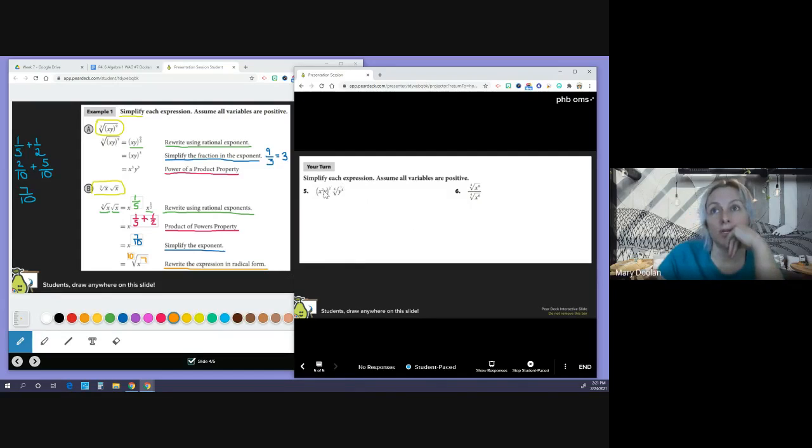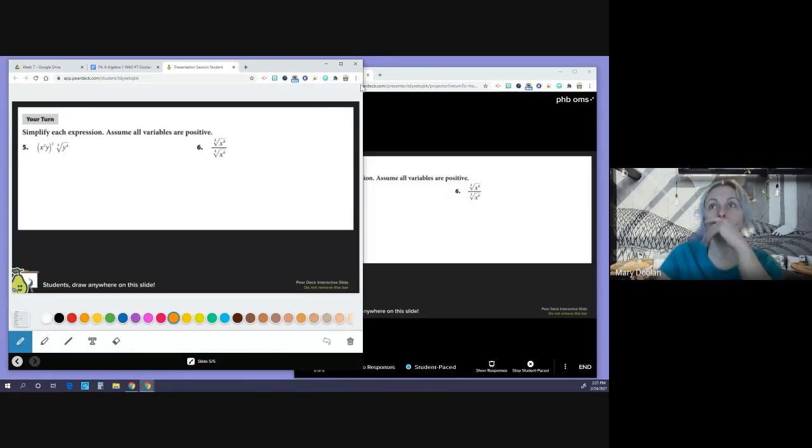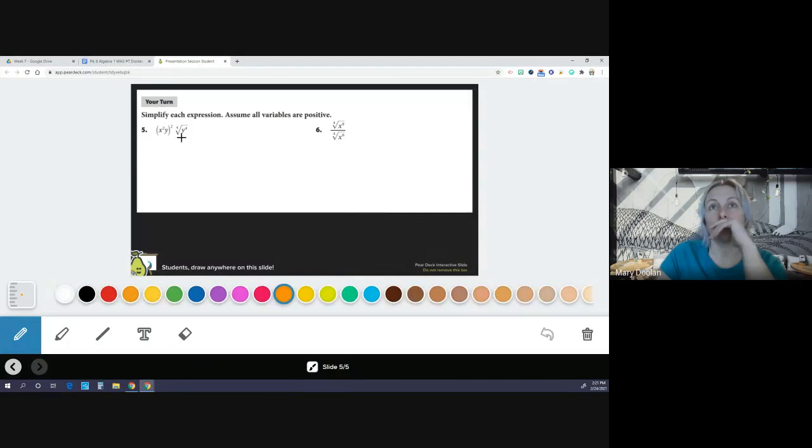And so when you're trying to simplify one of these, you know, what did we do first over here on slide 4? Both times, the first step was to rewrite using rational exponents. Rewrite using rational exponents. So the first step over here is going to be to rewrite them using rational exponents. I'm going to go ahead and jump to the slide. All right, so we are simplifying, okay? And that first step is to rewrite with rational exponents.